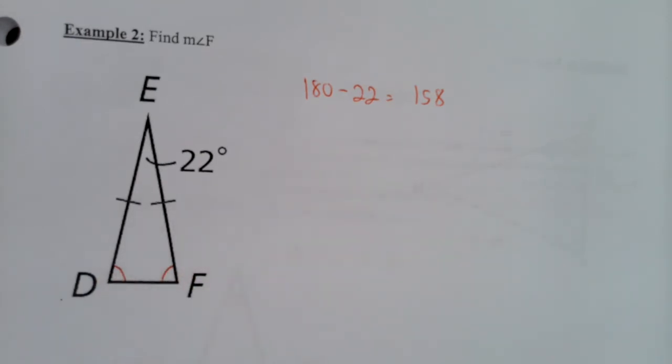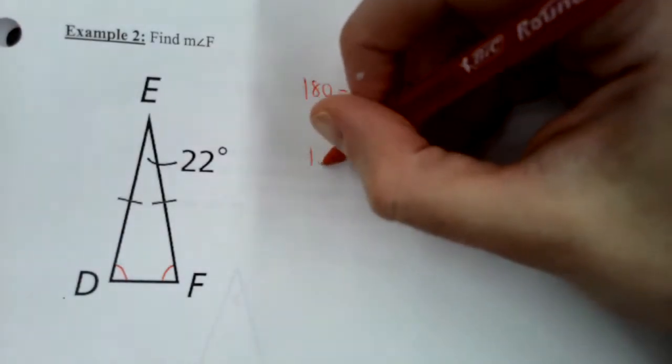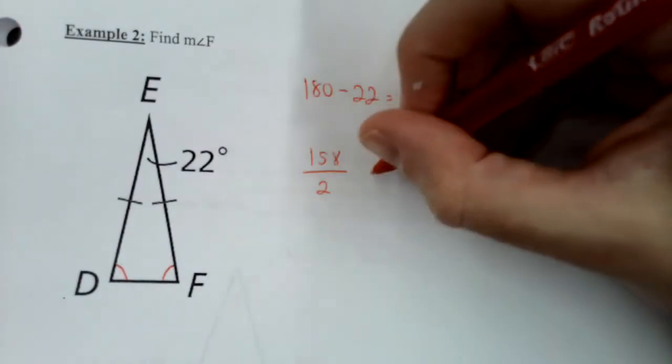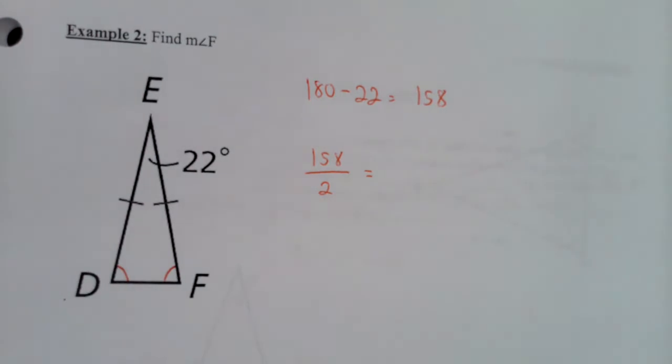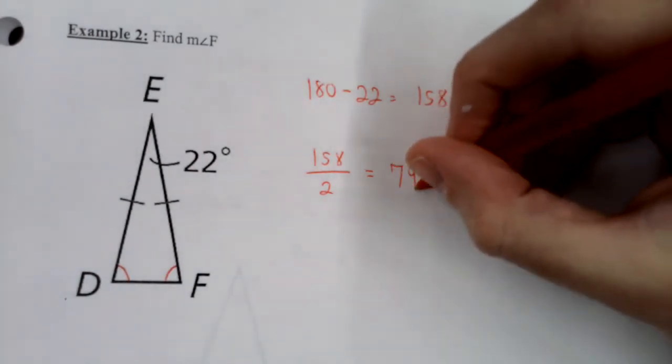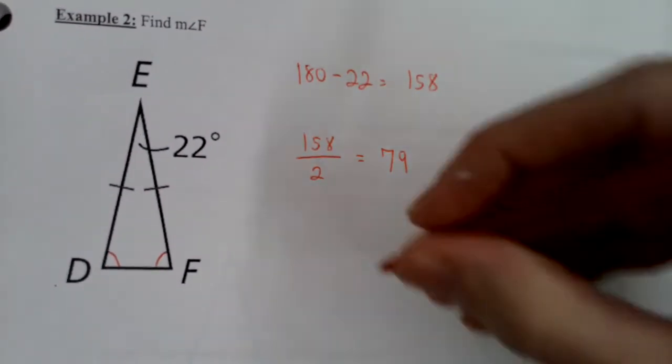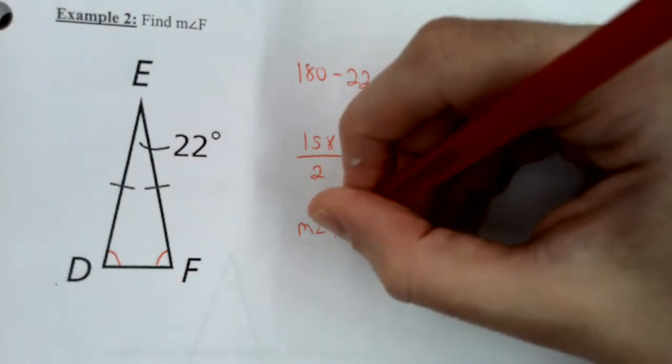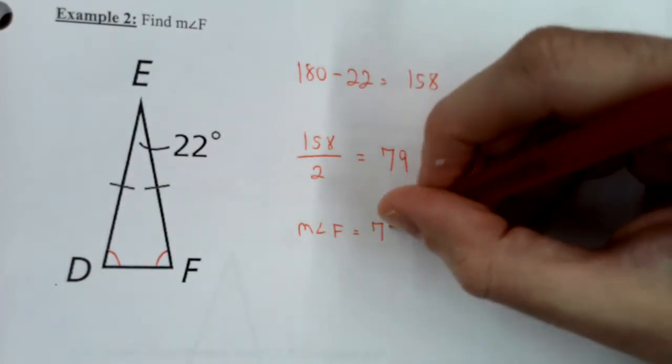If each one is the same, then I can do 158 divided by 2 to get each one. In that case, each one is 79. So the answer is the measure of angle F equals 79 degrees.